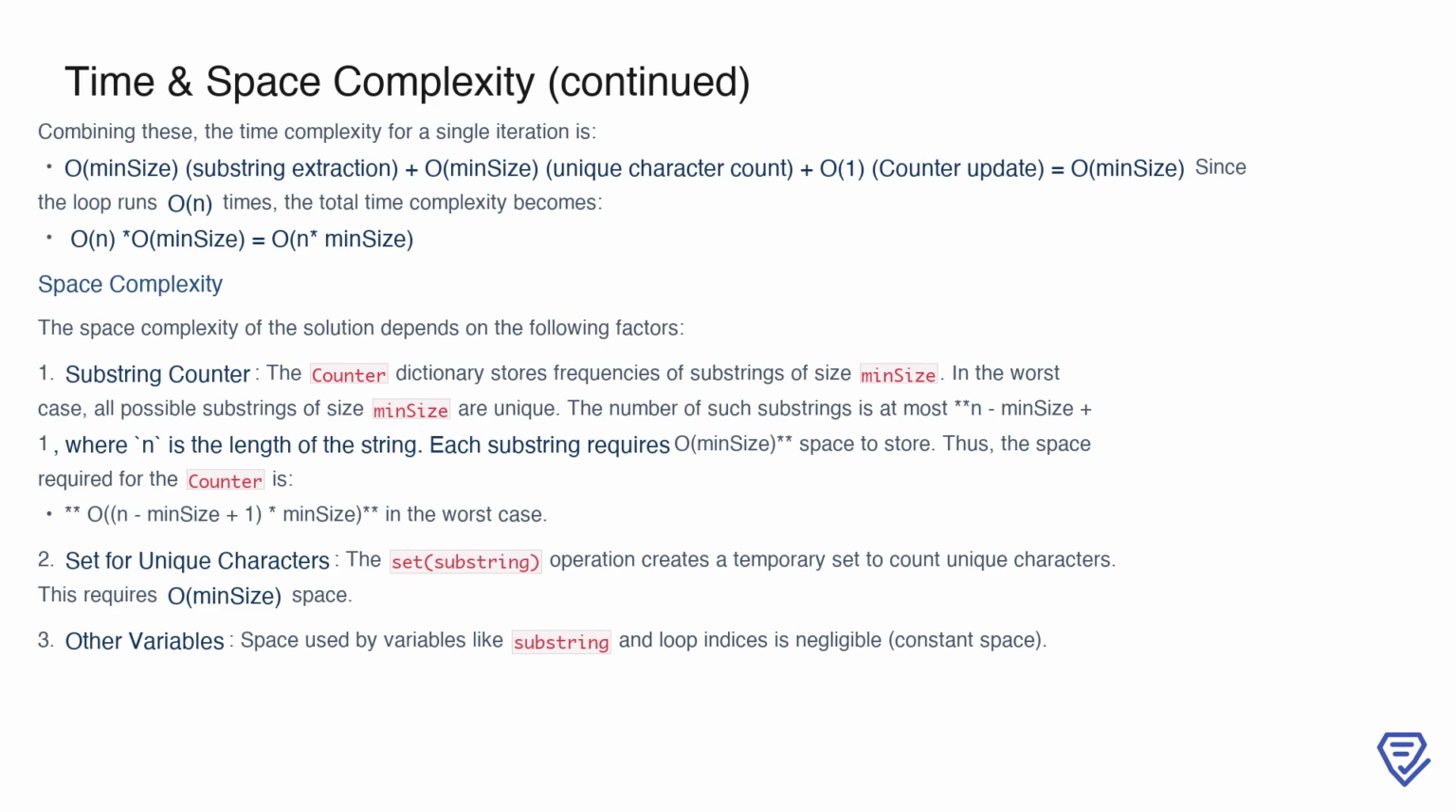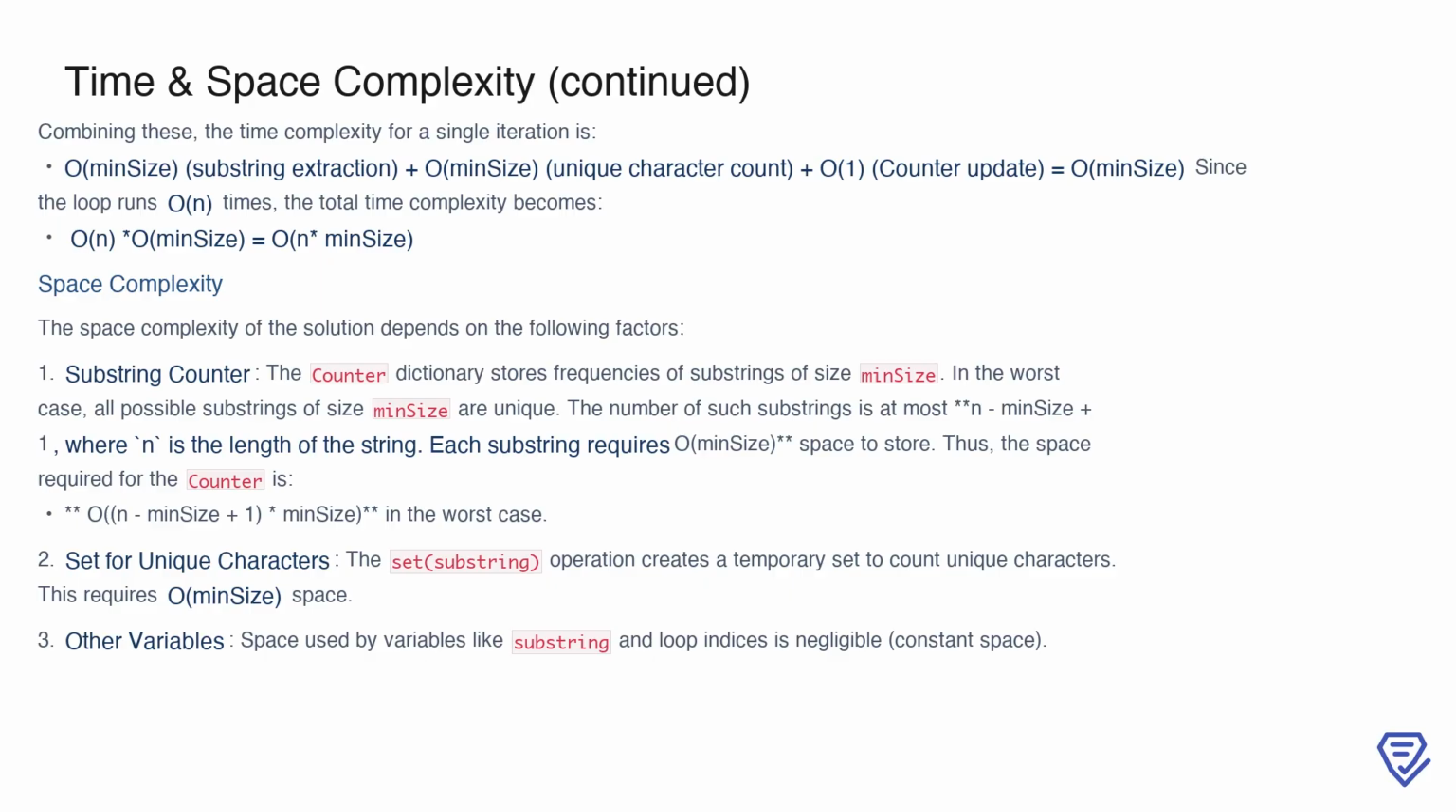The primary memory usage comes from the counter dictionary, which stores frequencies of substrings of size min size. In the worst case, all substrings of this size are unique, and there are at most n minus min size plus 1 such substrings. Each substring requires O(min size) space to store, so the counter requires O((n minus min size plus 1) * min size) space in the worst case.